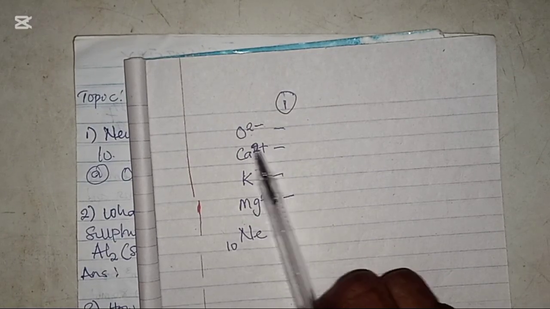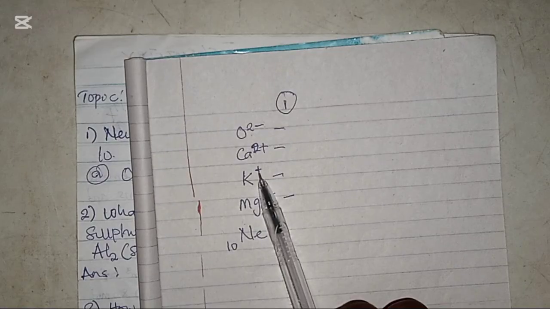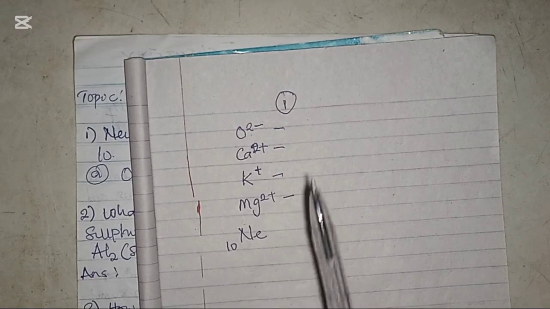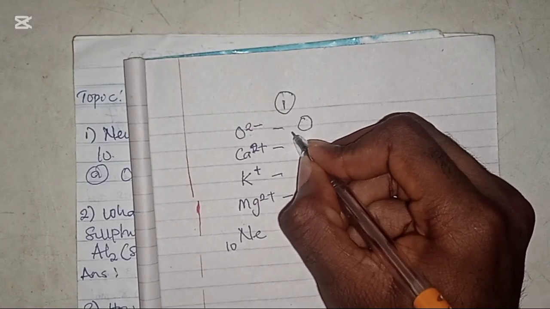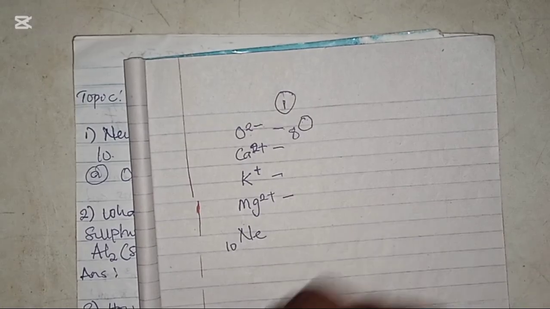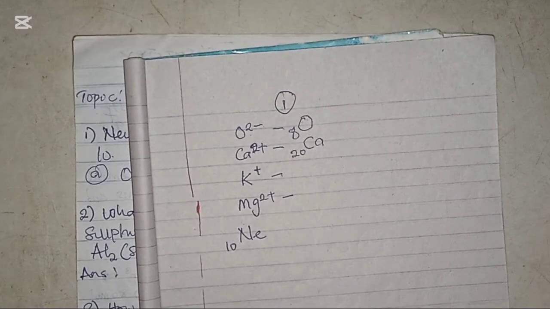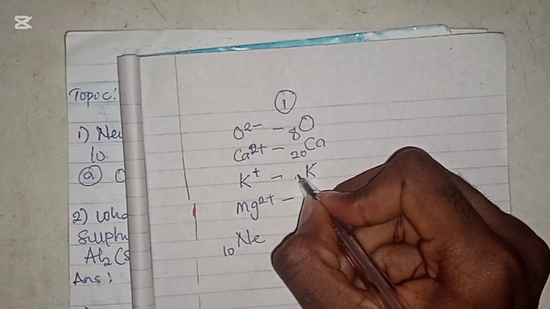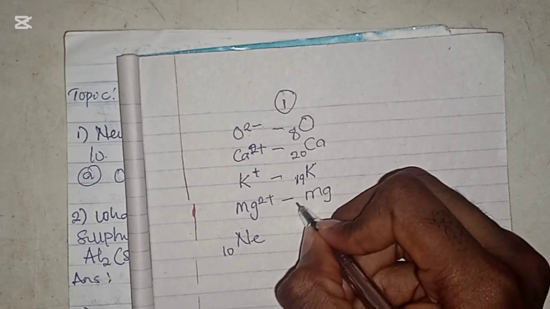For calcium here, it means it has lost 2 electrons. For potassium here, it means it has what? Lost 1 electron. And for magnesium, it means it has what? Lost 2 electrons. So oxygen has an atomic number of 8. Calcium has an atomic number of 20. Potassium has an atomic number of 19. And magnesium has an atomic number of 12.